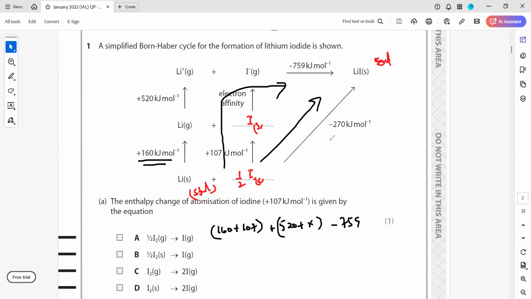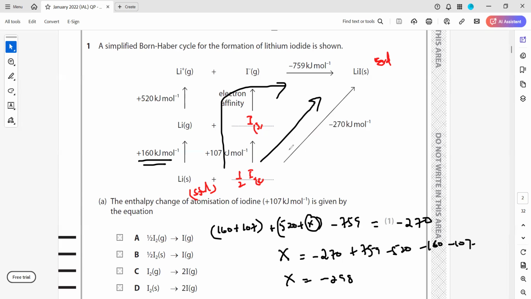And then route 1 is equal to route 2. So it is minus 207. We need X, so we move everything to the other side. So X will be equal to minus 207 plus 759 minus 520 minus 160 and minus 107. What's the answer here when you simplify? Negative 298. So the affinity means when an electron is added to a neutral gaseous atom.